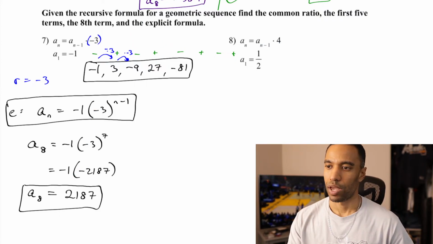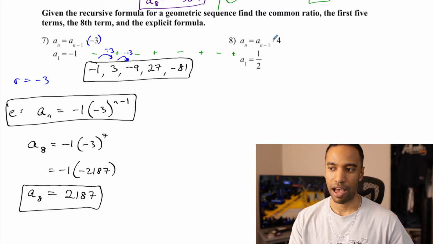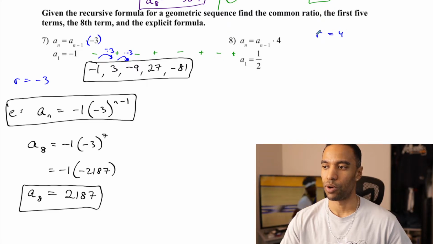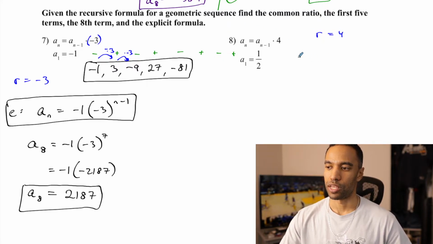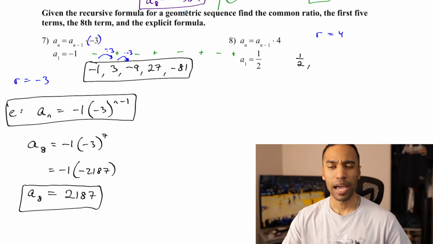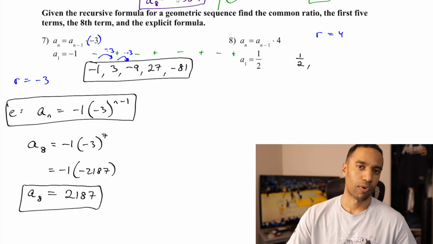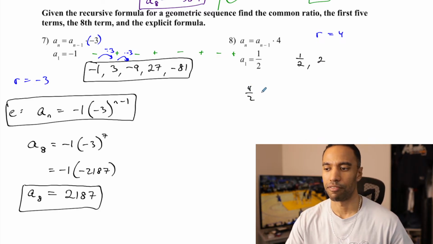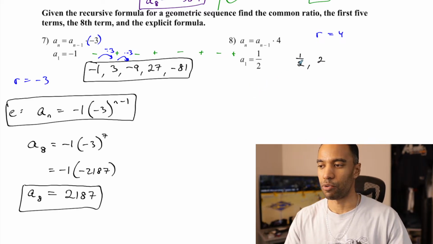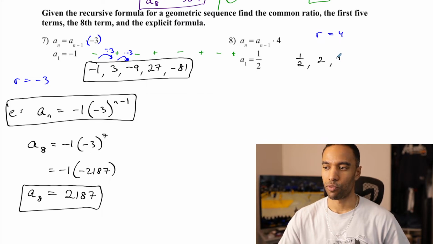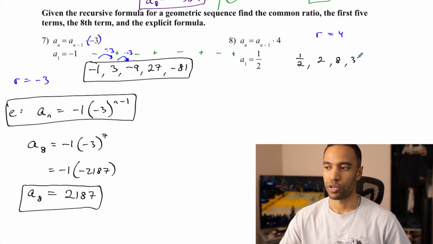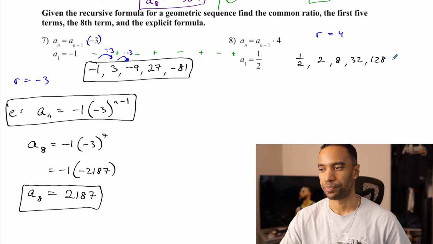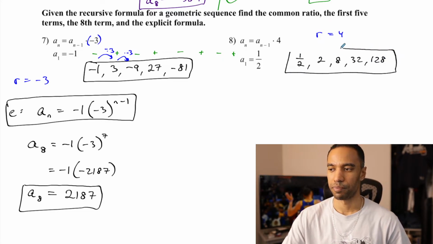Number 8, we have a recursive rule right here. Starting from 1/2, we're going to multiply by 4, so 4 being that common ratio, r. Let's do this. 1/2 times 4 is the same as 4 times 1/2, or 4 divided by 2. So that's 2, right? 4 halves. And then the rest that we multiply by 4 should be pretty straightforward. 2 times 4 is 8. 8 times 4 is 32. 32 times 4, I think we just saw this number, was 128. So those are your first 5 terms.